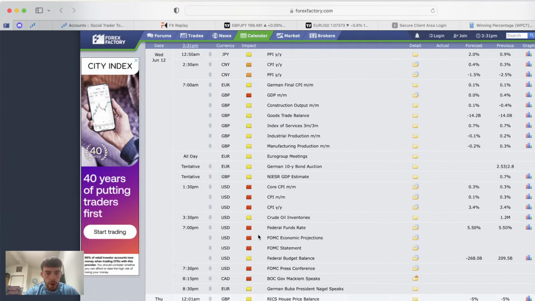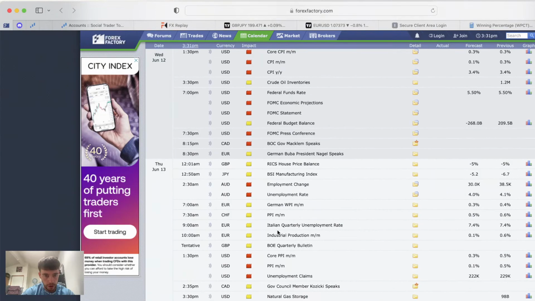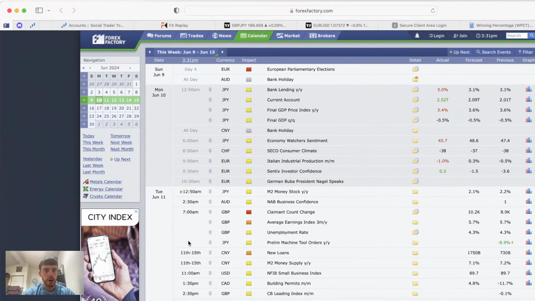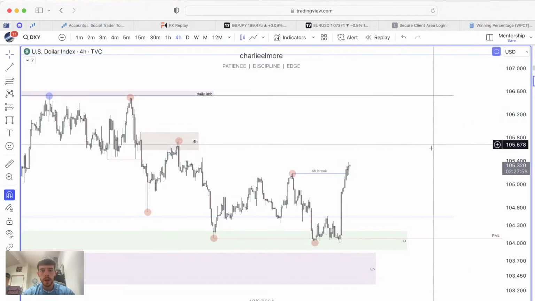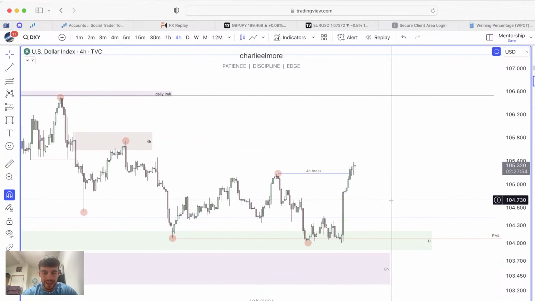And we've got FOMC statements and economic projections. That's at 7 p.m. So it should be quite a volatile week. We've also got Thursday core PPI, not CPI, PPI on Thursday. That's at 1:30 p.m. So keeping an eye out for that. That could actually send the price higher in alignment with our analysis. So that could be very, very nice to see.